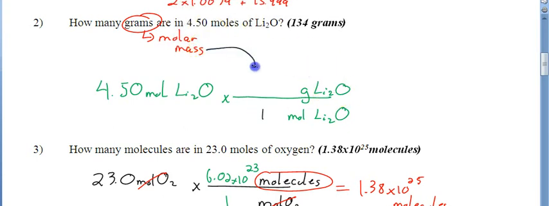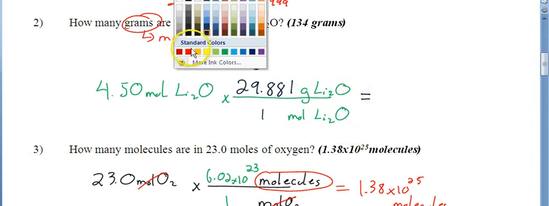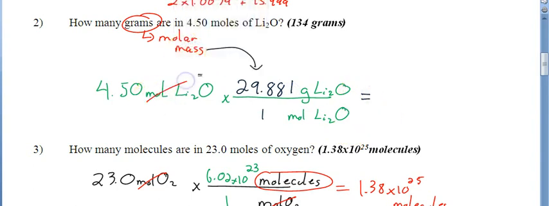Will that be the molar mass? 2 lithiums, which is 6.941, plus 1 oxygen, 15.999. Add those up and you get 29.881 equals. Again, you can draw your diagonals. Moles lithium oxide, moles lithium oxide. I'm left with grams lithium oxide. So I know I've crossed out the units I need to cross out. I'm left with the unit that I was looking for.